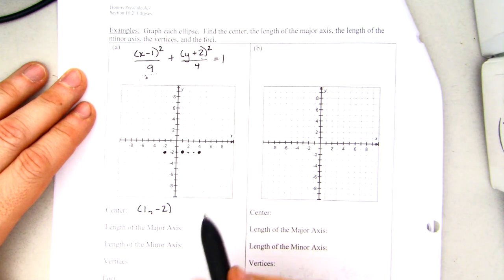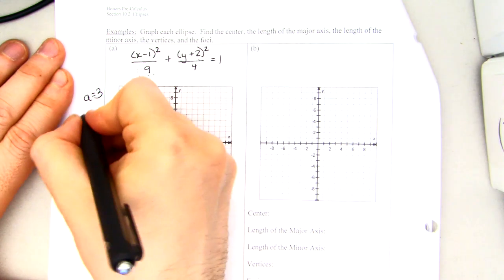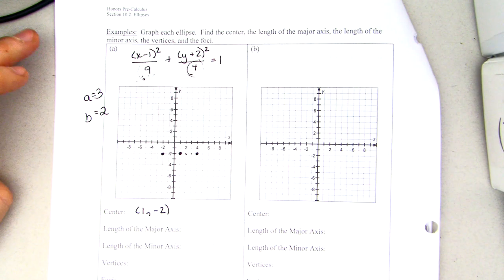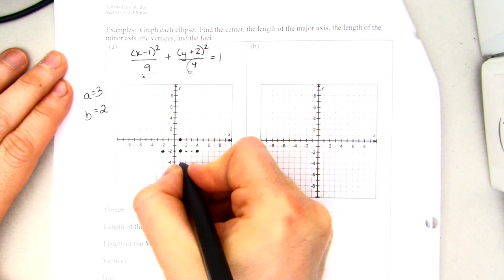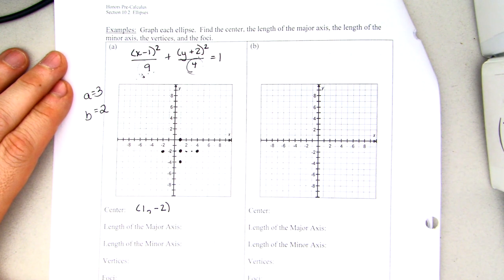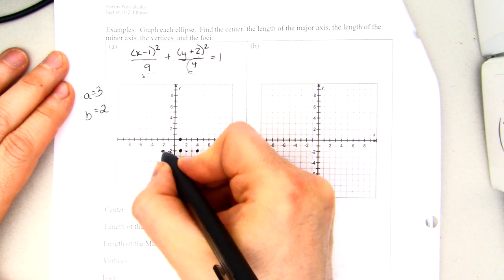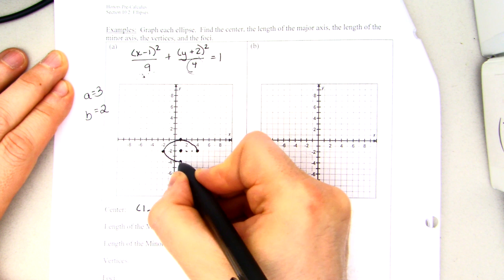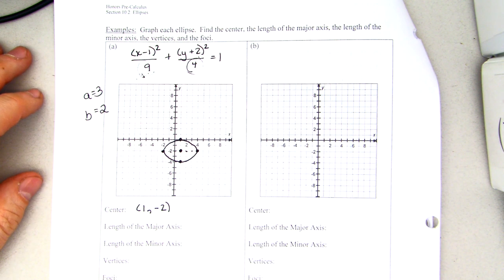This thing squared is the a value. My a value is just 3. My b value, well, this thing is b squared, so my b value is 2, which means from the center, I'm going to go up 2, and I'm going to go down 2. And I think I now have enough information to graph my ellipse. I'm just going to connect those 4 dots with an oval shape. And my ellipse is looking like that.